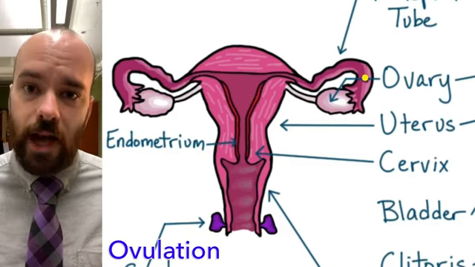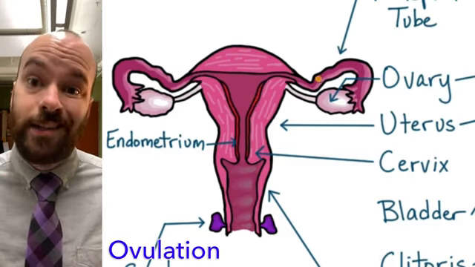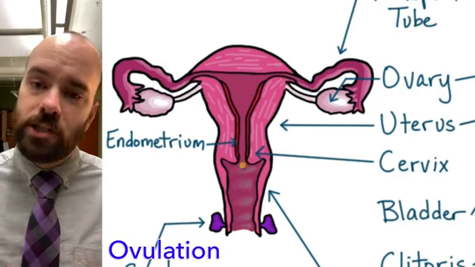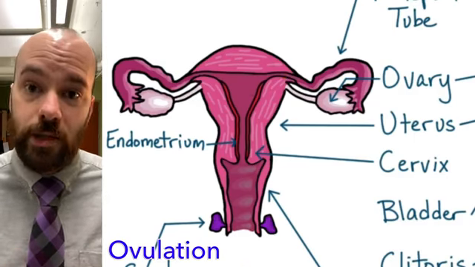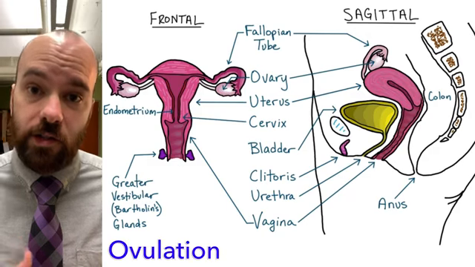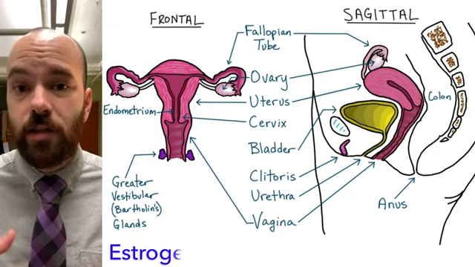If fertilization does not occur, then that egg cell will break down while it's in the fallopian tube, and then it will just come out during menstruation with the rest of the endometrium. Besides oogenesis and ovulation, the ovary is going to produce 2 hormones, estrogen and progesterone.